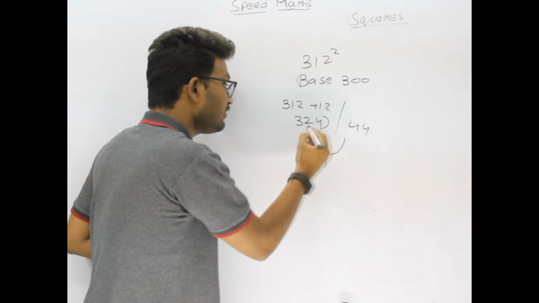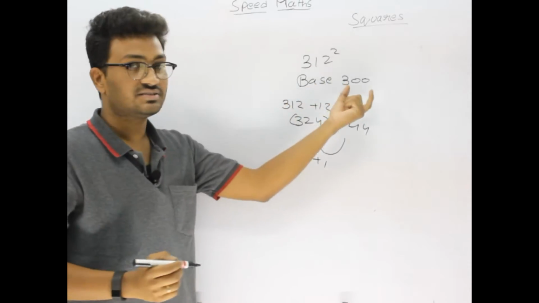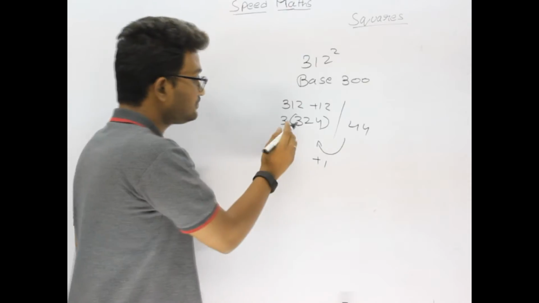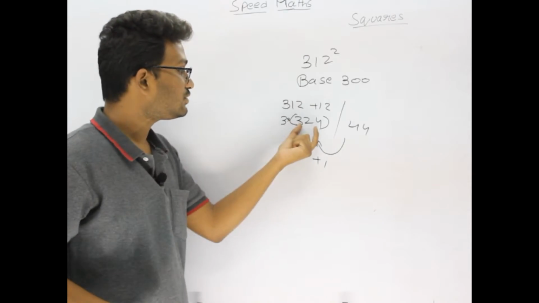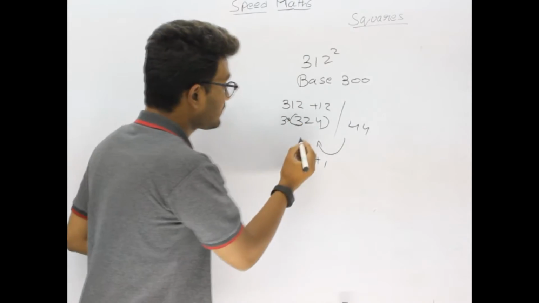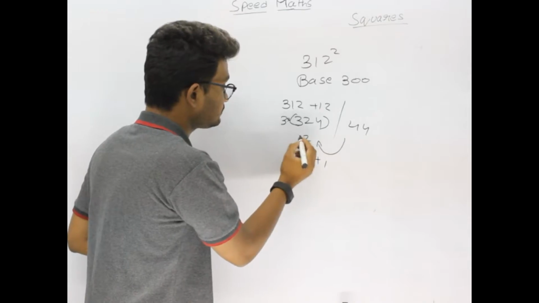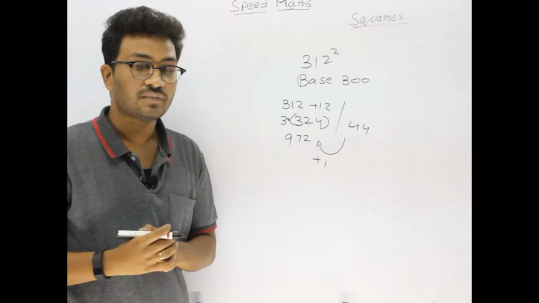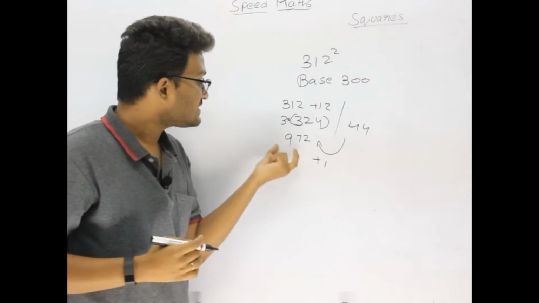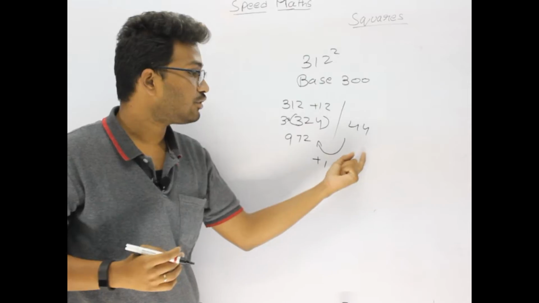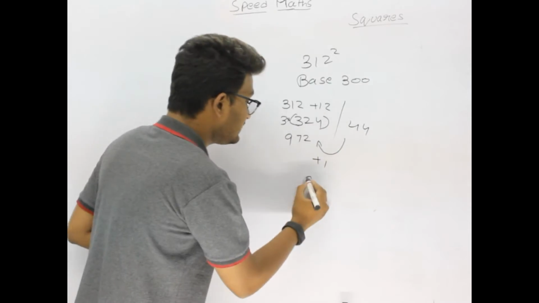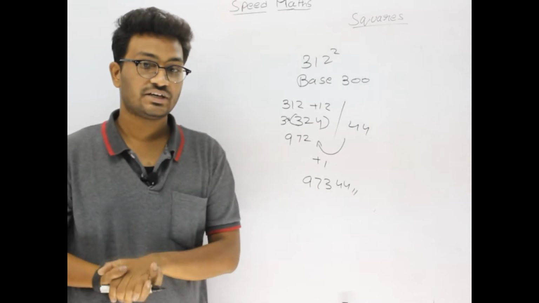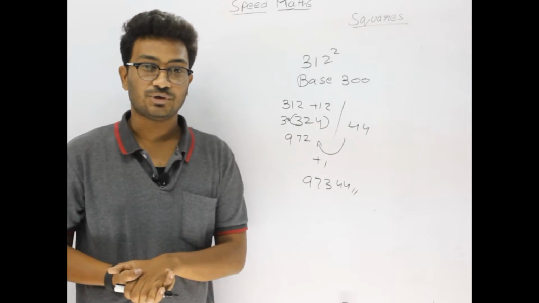What we have to do is multiply this with the base, which is 300. So 3 into 324 is 972, that is 97200. 97200 plus this one, which is carry forwarded from part 2, will be 97344. So the square of 312 is 97344.